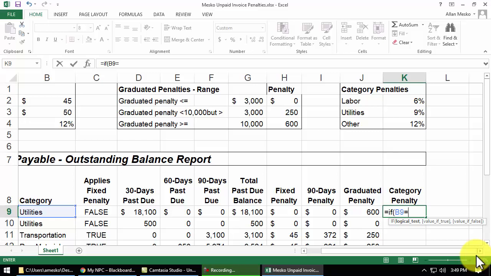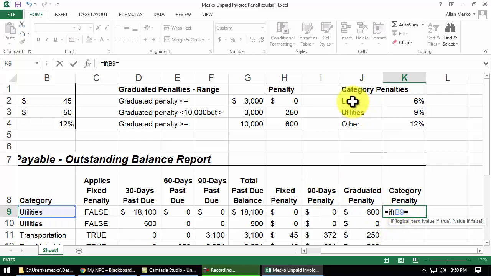Because if somebody misspells utilities, it's going to charge them that other penalty. And typically we wouldn't let them type in here. We'd have a drop-down list where they'd have to pick either labor or utilities or other. But they didn't do that. Okay, so if B9 is equal to what?